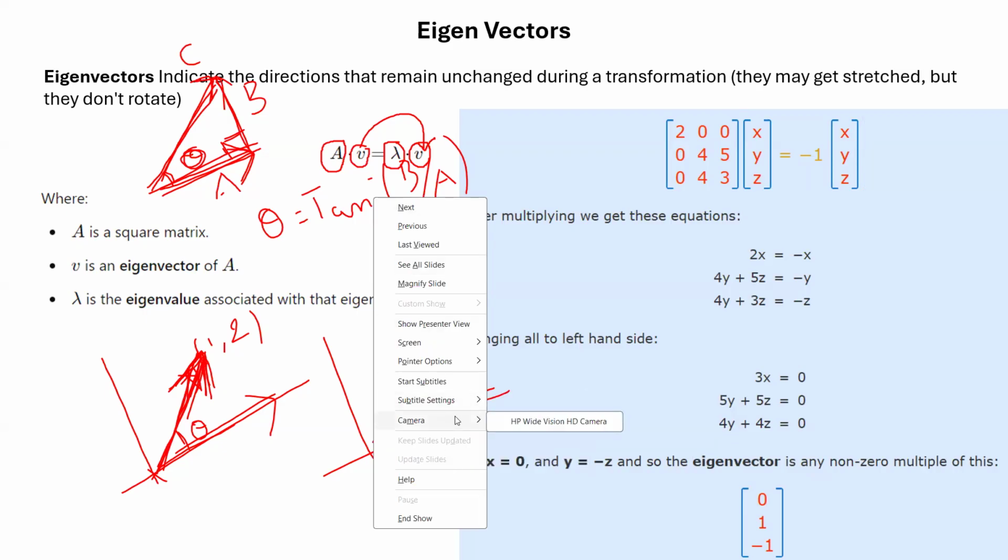To keep it simple, eigenvectors are the directions in which, under the transformation, the direction will remain unchanged. That is what it is. If you look at this example, you will get an understanding.